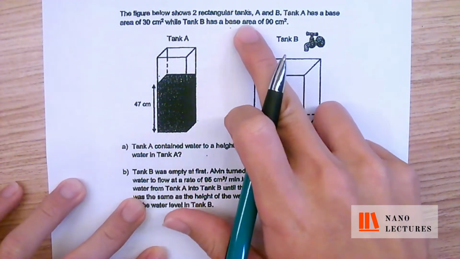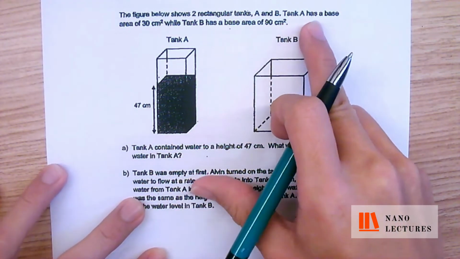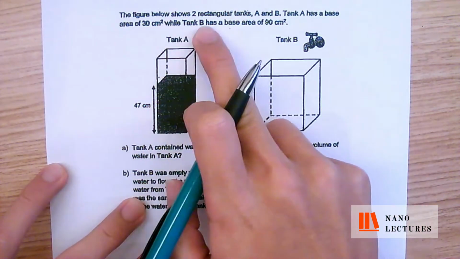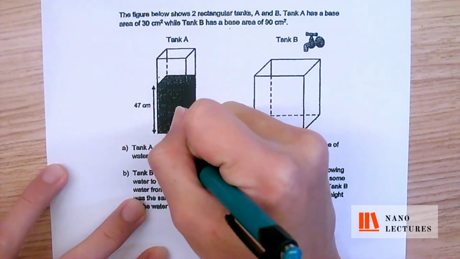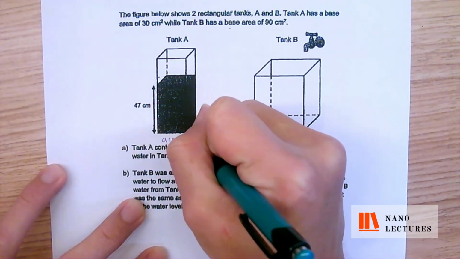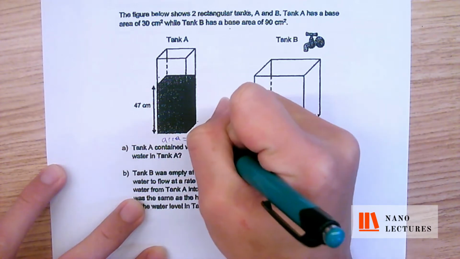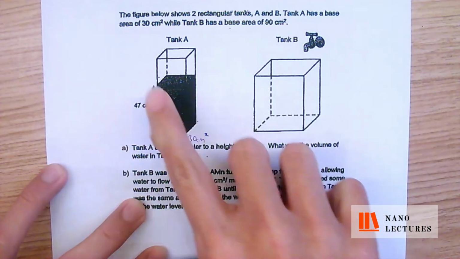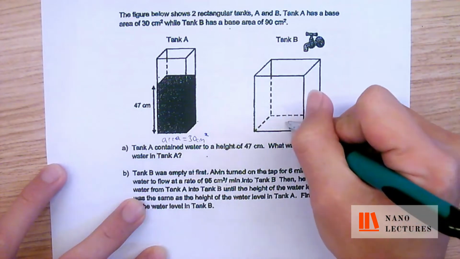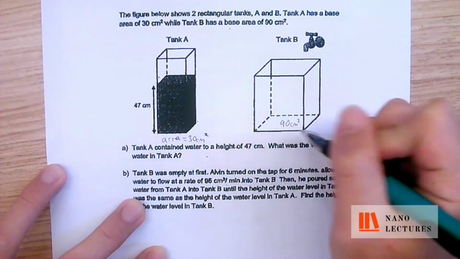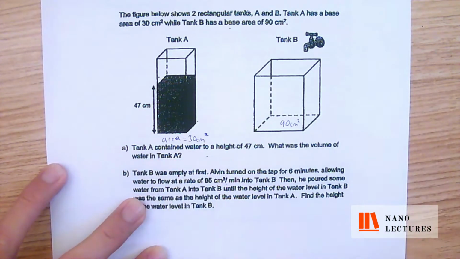The figure below shows two rectangular tanks A and B. So they mention that tank A has a base area of 30 cm square, so I'm going to write here area 30 cm square. And then tank B has a base area of 90 cm square. They said that tank A contained water up to a height of 47 cm. What was the volume of the water in tank A?